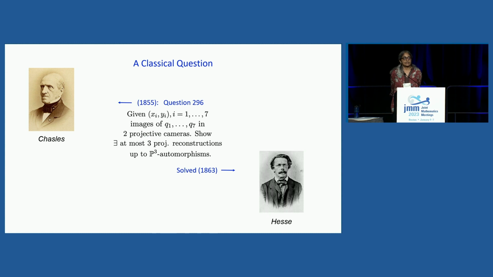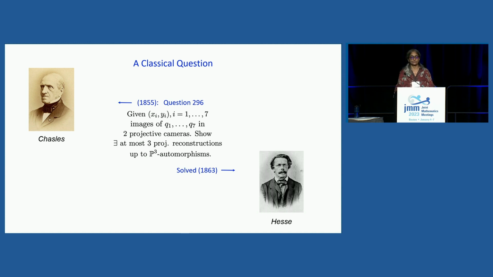It's a really classical question in some sense. So I want to show you an example of a related question that goes back to the French mathematician Charles. So this question was posed in 1855. It's called question 296. And it asks the following. If I give you 7 correspondences, xi, yi, and they're images of 7 world points, Q1 through Q7, in 2 projective cameras, he wanted to show that there exists at most 3 projective reconstructions up to P3 automorphisms. Okay? This was solved by Hesse in 1863.